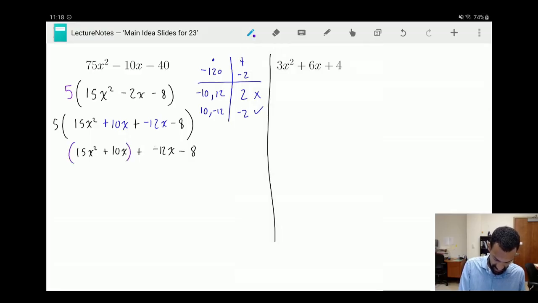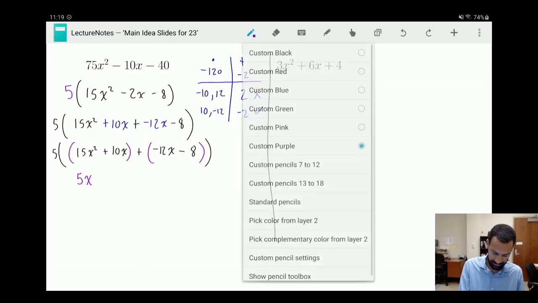X squared plus 10x is grouped together. Negative 12x minus 8 is grouped together. Let's not forget about our 5 hanging on the outside here. Now, common factor between 15x squared and 10x. Both are divisible by 5. Both have an x. This one has 2, this one has 1, but they both have at least 1.